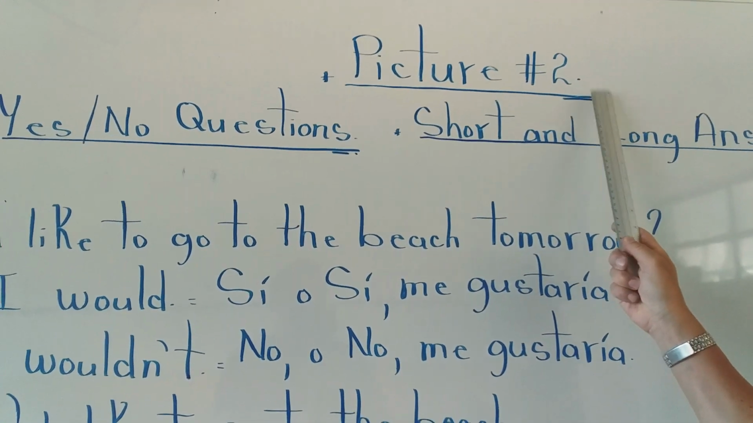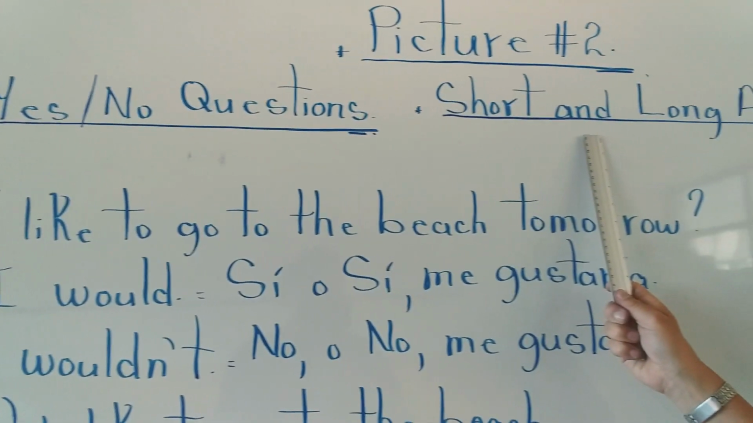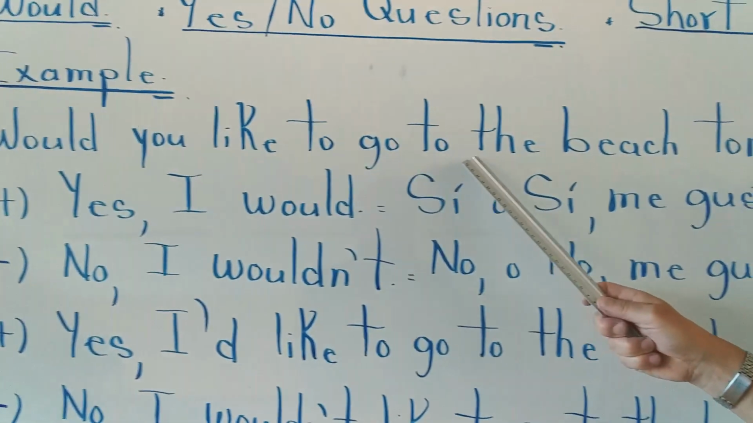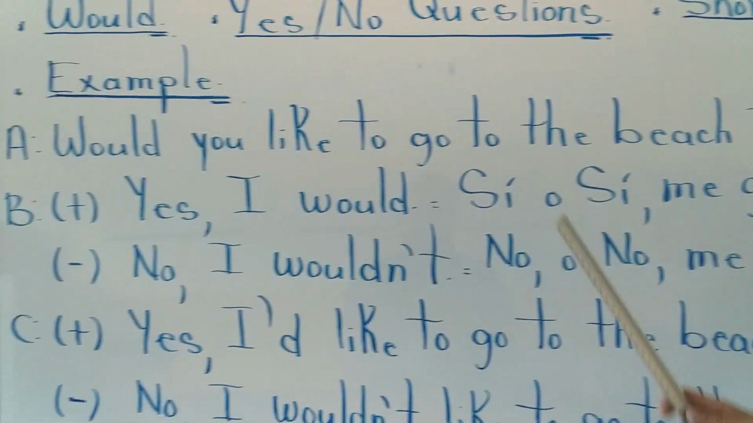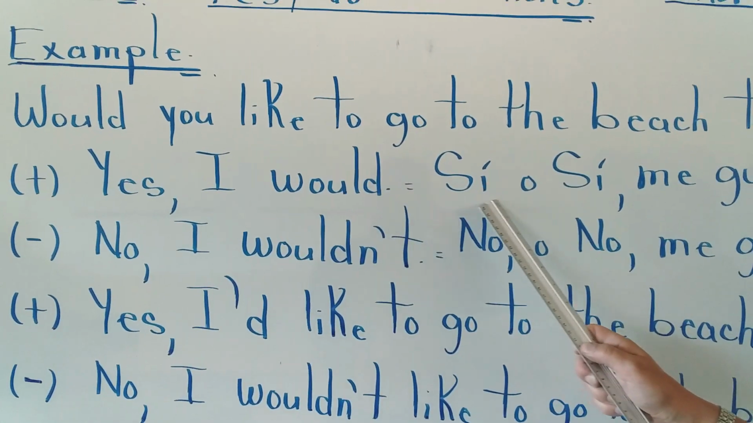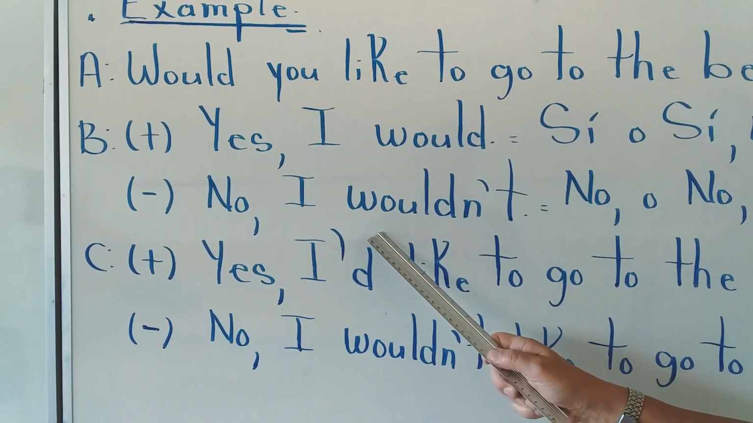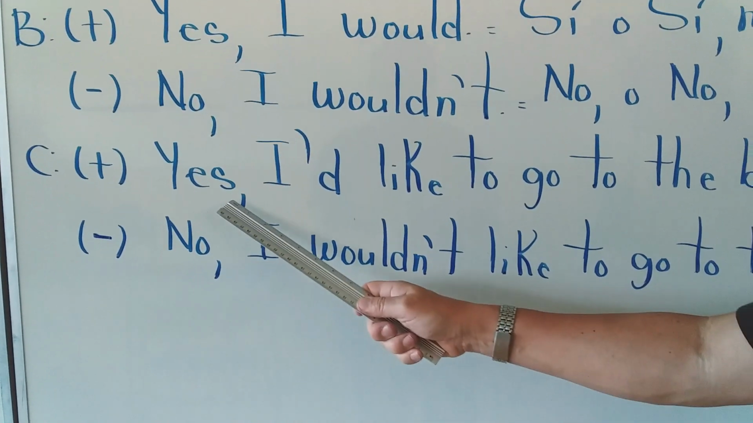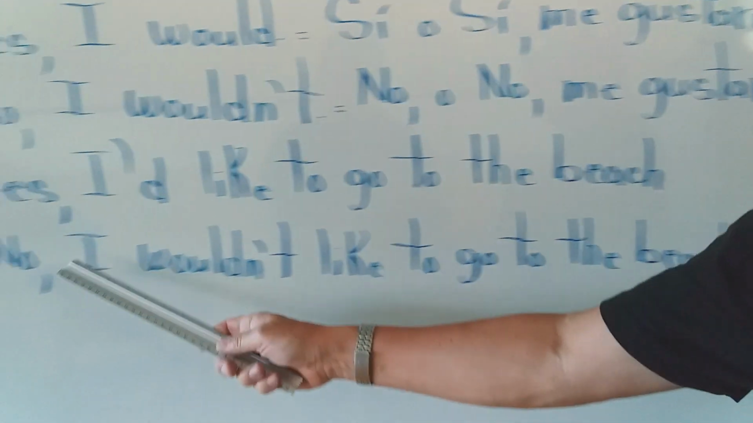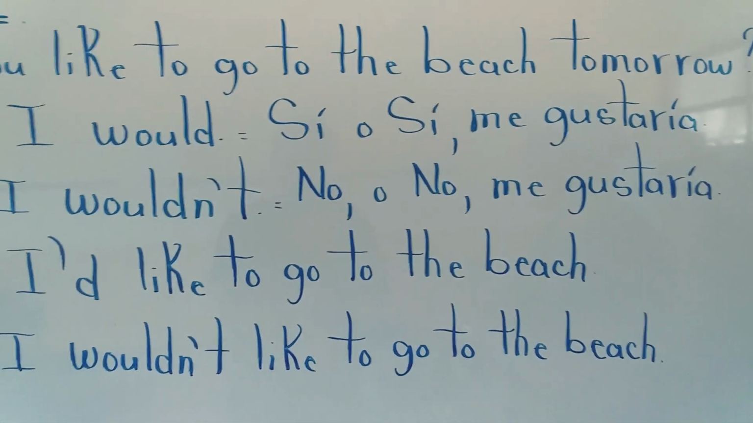Picture number 2. Would, yes/no questions. Short and long answers. Example, would you like to go to the beach tomorrow? Short answers. Yes, I would. Could be in Spanish this simple answer or a little bit longer. No, I wouldn't. Long answers. Yes, I'd like to go to the beach tomorrow. No, I wouldn't like to go to the beach tomorrow. Thank you.